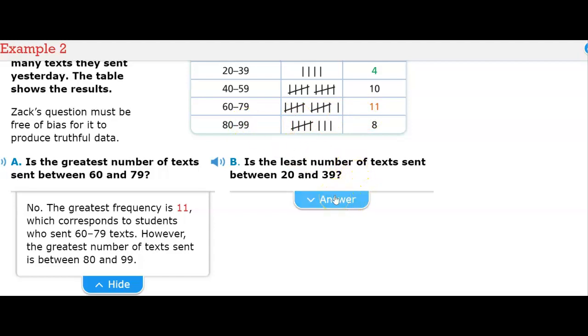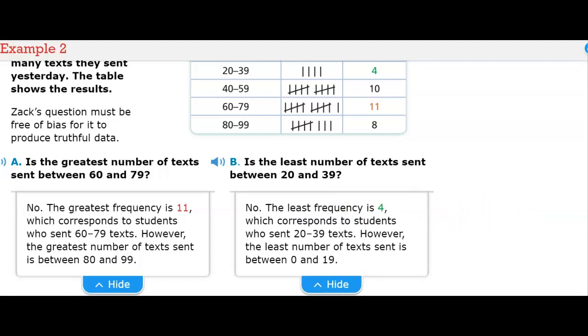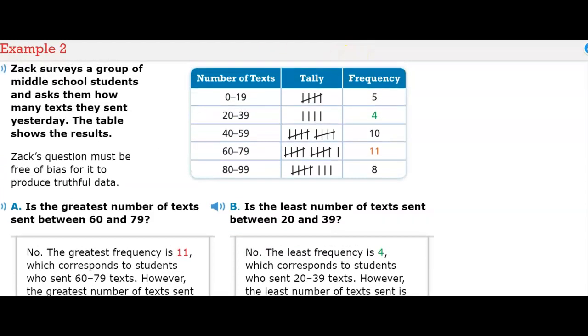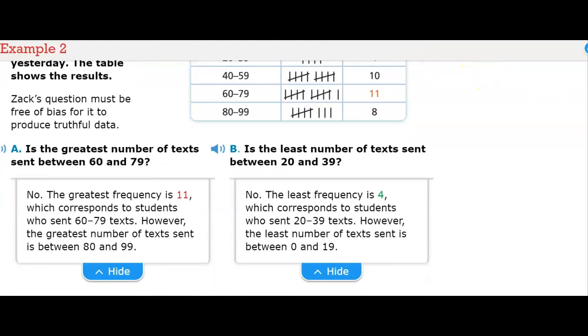However, the greatest number of texts sent is between 80 and 99. B, is the least number of texts sent between 20 and 39? No, the least frequency is 4, which corresponds to the 20 to 39 texts. However, the least number of texts is 0 to 19. So neither one of these would be the right answer to answer the greatest or least number of texts.